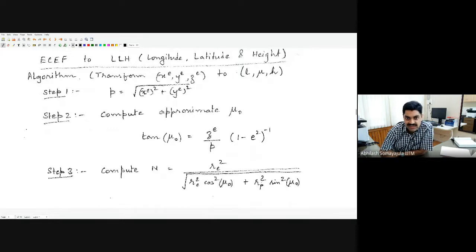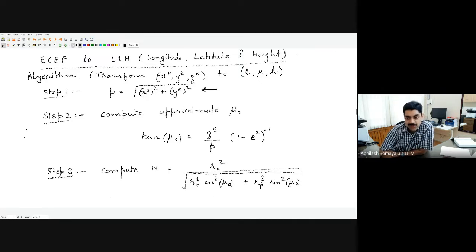So given three coordinates in the ECEF frame, XE, YE, and ZE, if I want to convert them into latitude, longitude, and height, my step one would be to calculate this value of P.